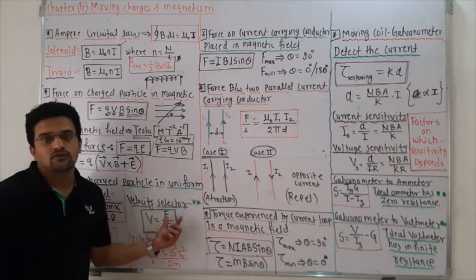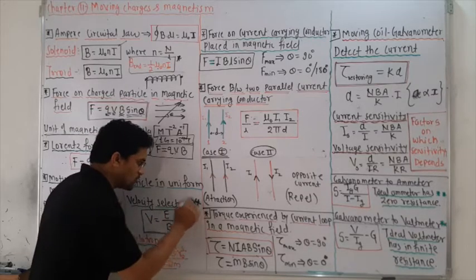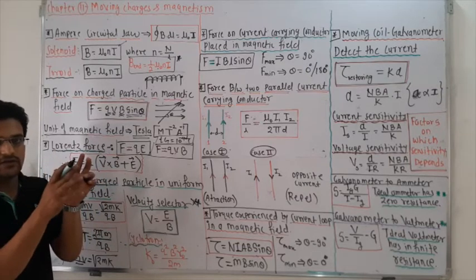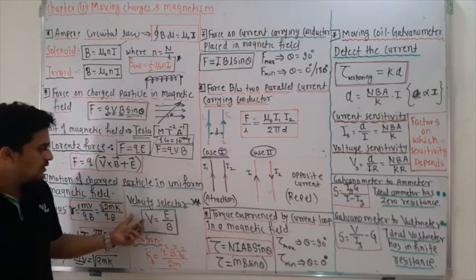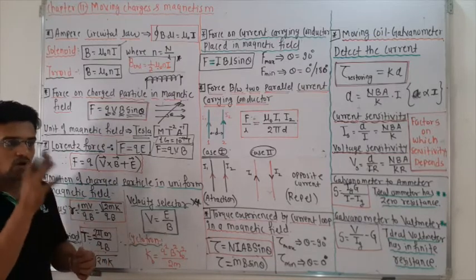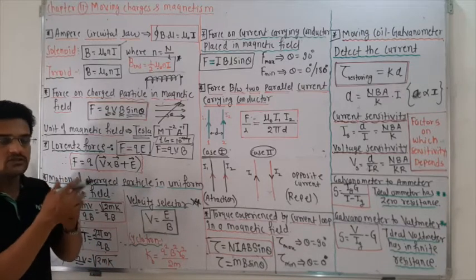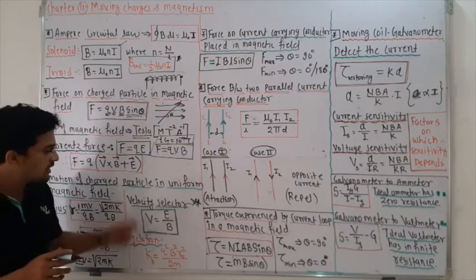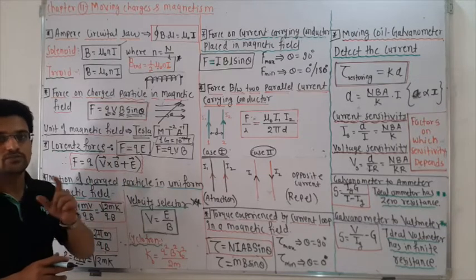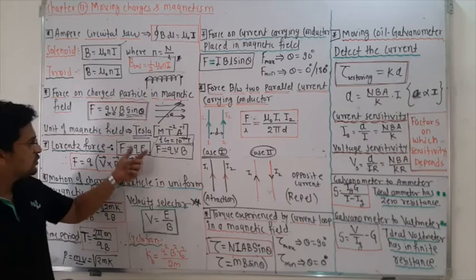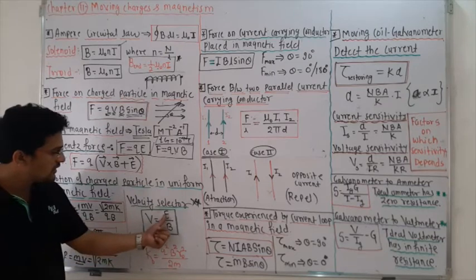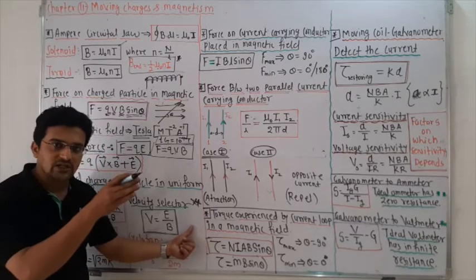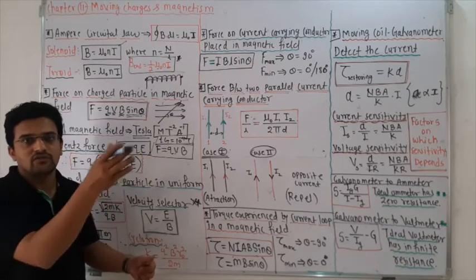Next is the velocity selector formula, which is very important. Suppose in this room there is a region where the electric field and the magnetic field are both present. Now a charged particle is entering. At what velocity should I project this charged particle so that it will not be deflected anywhere? That means the force due to the electric field and the force due to the magnetic field must cancel. If you equate these two, you will get velocity equal to E by B. At that velocity, if you project any charged particle, it will move in a straight line without deflecting here and there.